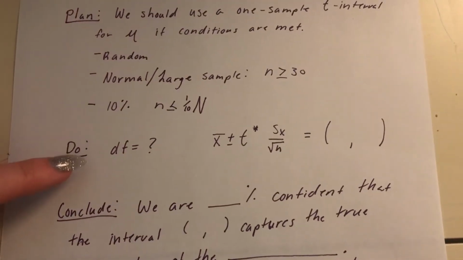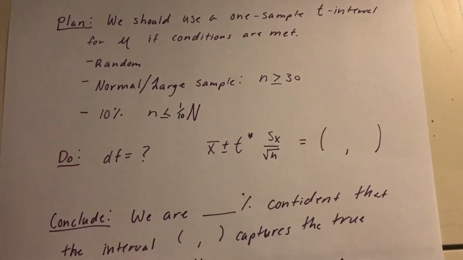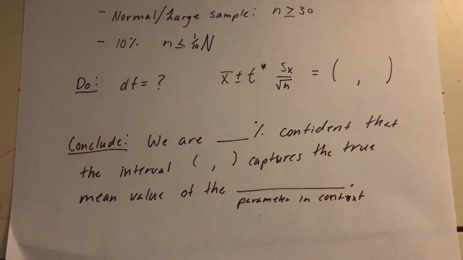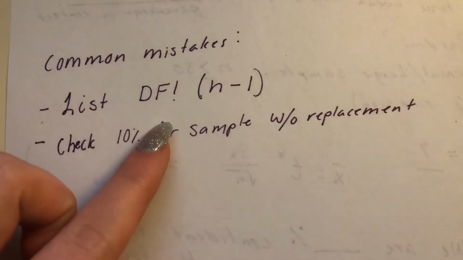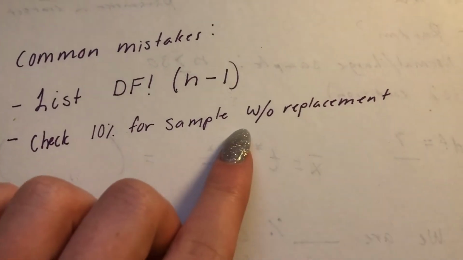For the do, we use this equation. Make sure you show your degrees of freedom, the equation with all the values plugged in, and also the interval. And conclude, we are blank percent confident that the interval blank captures the true mean value of the parameter in context. Make sure you list your DF, which is n minus 1, and check 10% for samples without replacement.